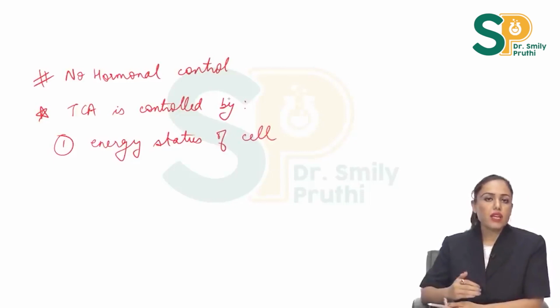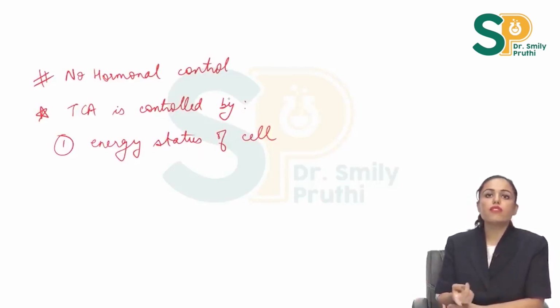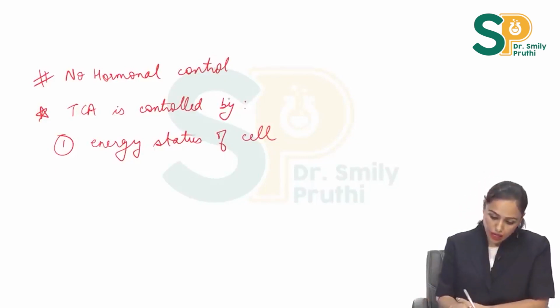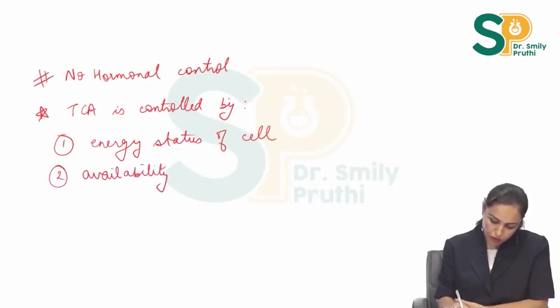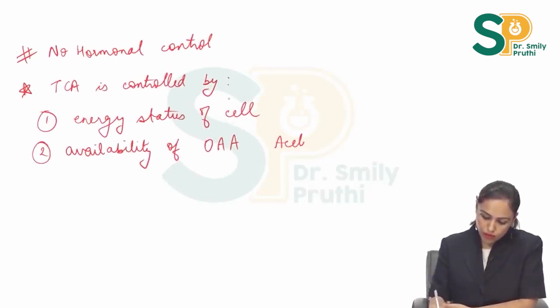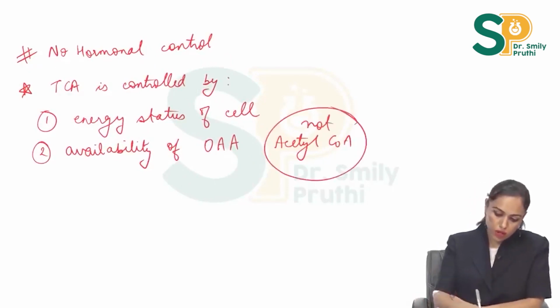That is, if a cell does not have ATP, then TCA will occur, right? But if a cell has enough ATP, then TCA will not occur, right? So simply, it directly depends on the energy status of the cell. And second, it depends on availability of oxaloacetate. Sometimes students say it depends on availability of acetyl-CoA, right? But no, it is not acetyl-CoA. It depends on the availability of oxaloacetate.